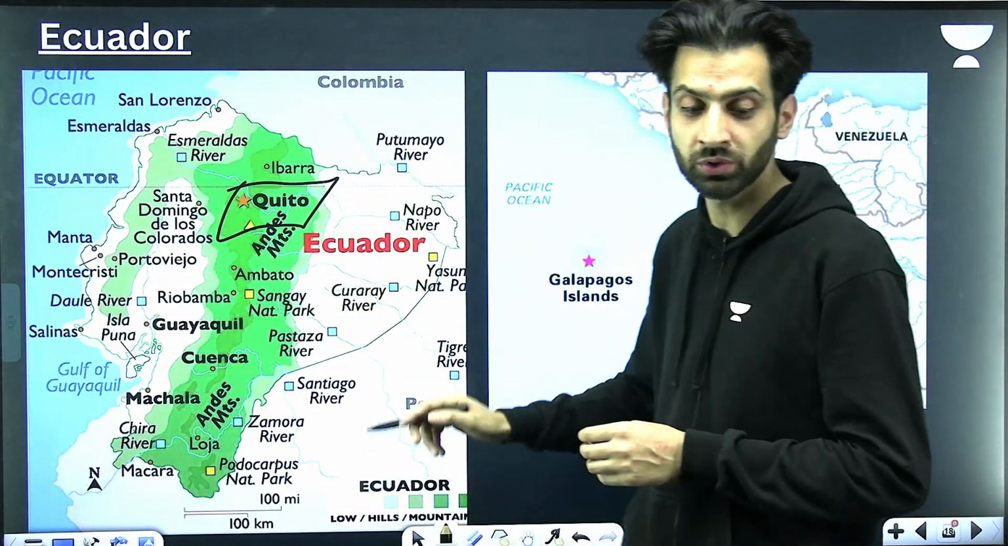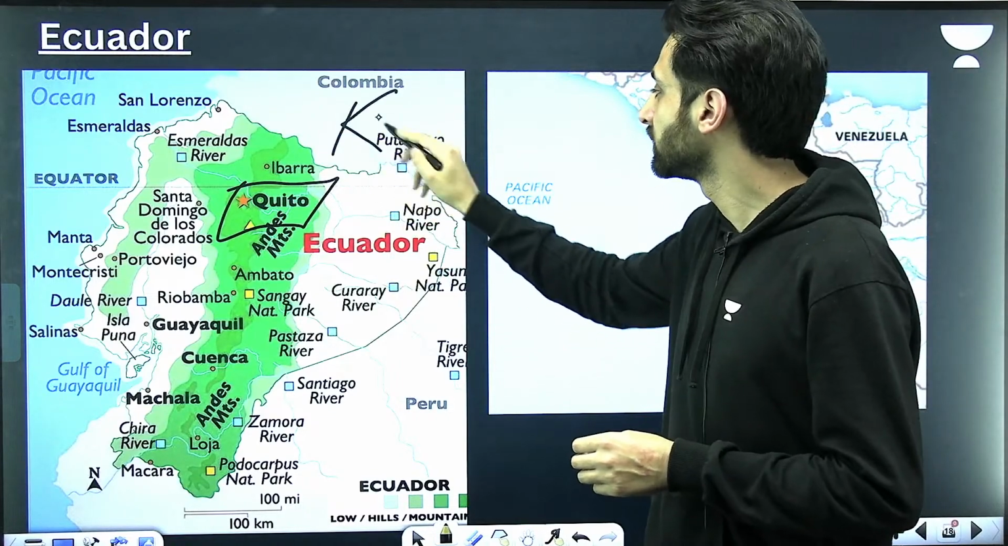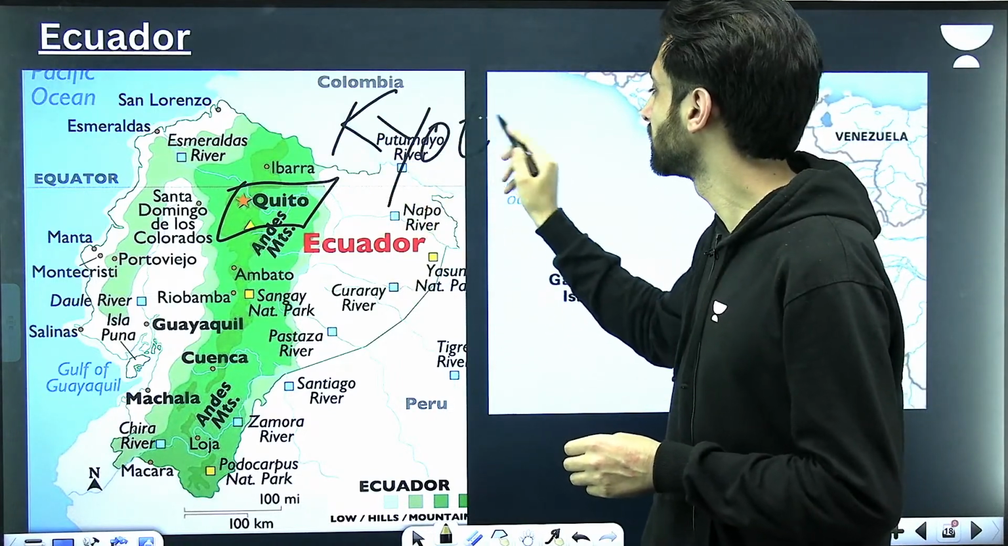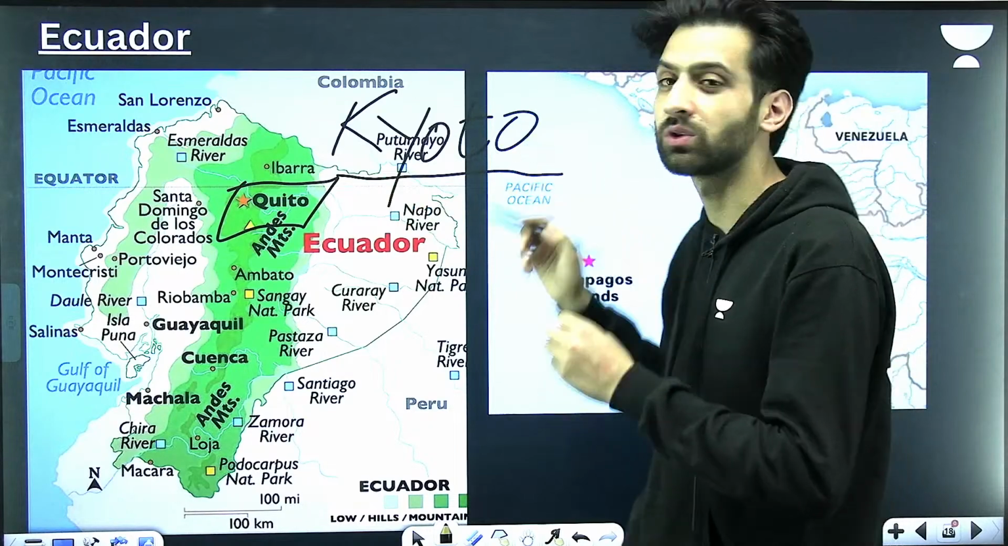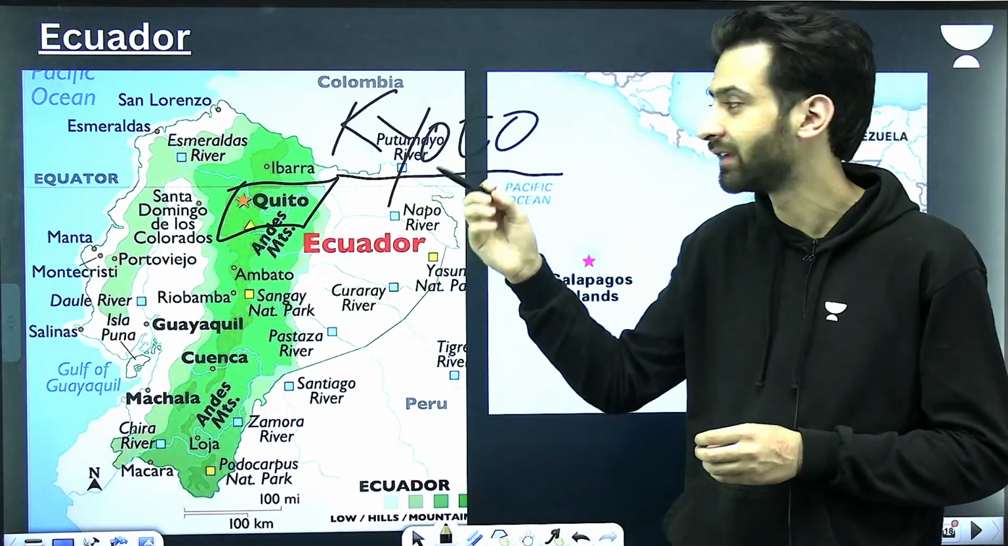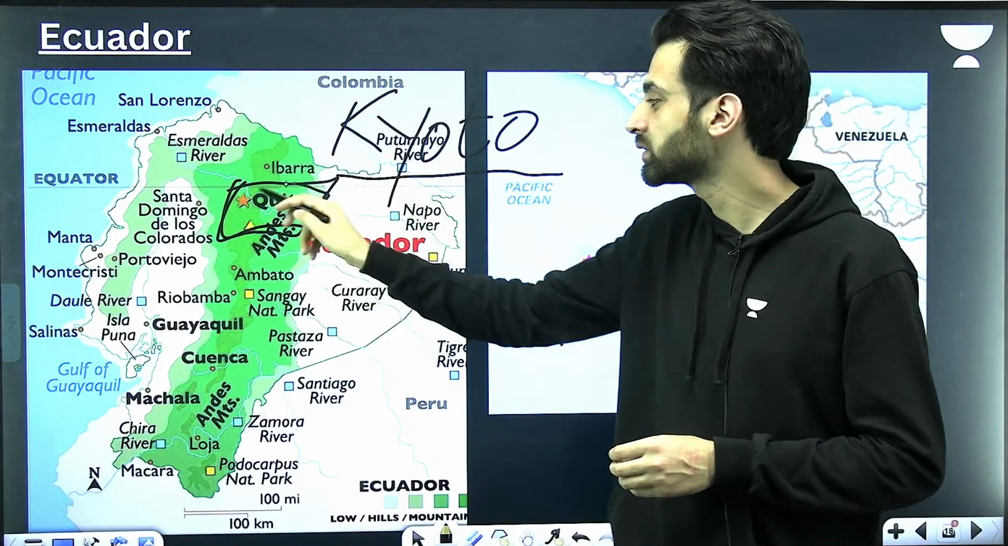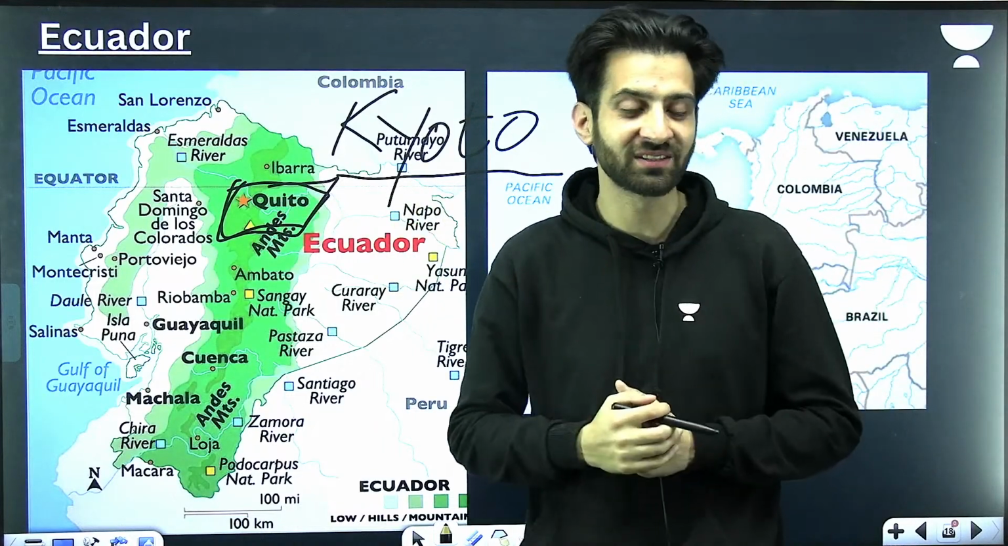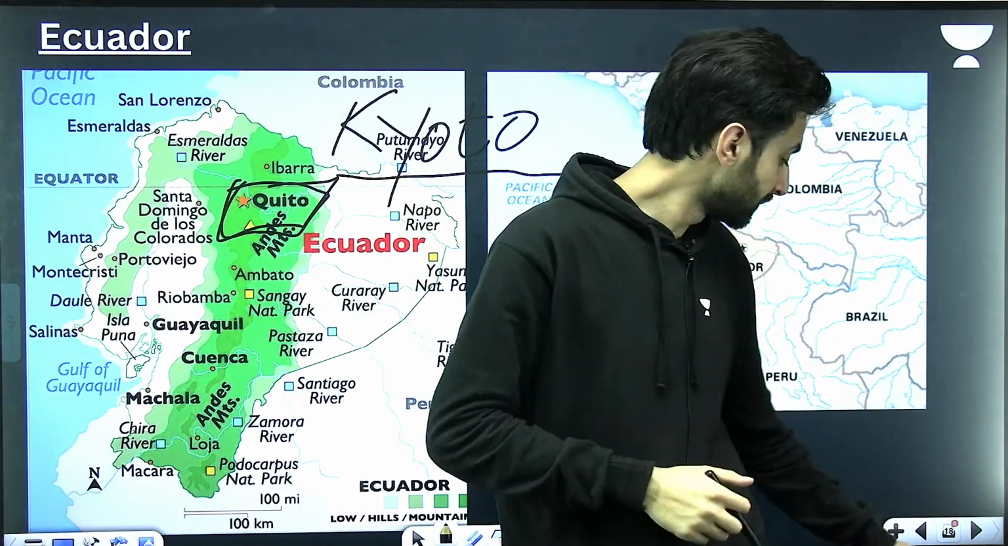Don't get confused between this. This is different. You might have heard of this Kyoto. That is different. That's in Japan. This Kyoto is different. This is Quito. So don't get confused between the two.